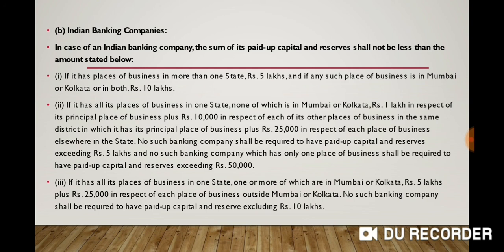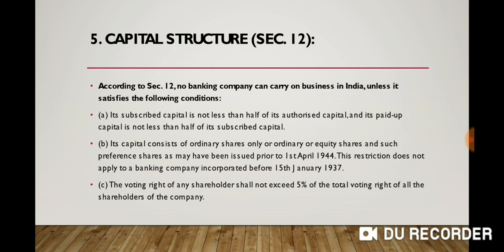No such banking company shall be required to have paid up capital and reserve exceeding rupees 10 lakhs. Fifth is capital structure. According to Section 12, no banking company can carry on business in India unless it satisfies the following conditions. A. Its subscribed capital is not less than half of its authorized capital and its paid up capital is not less than half of its subscribed capital.